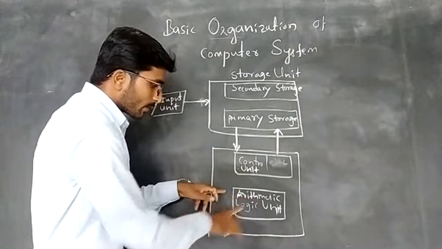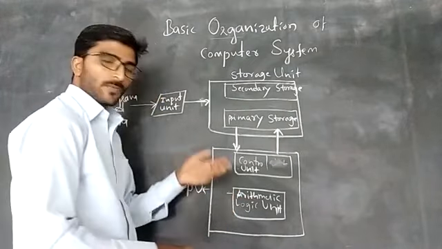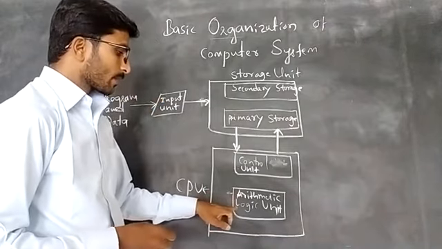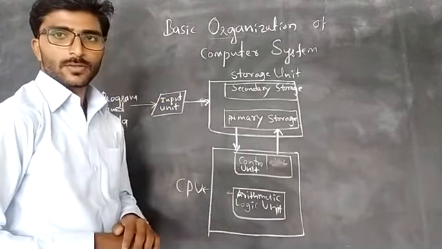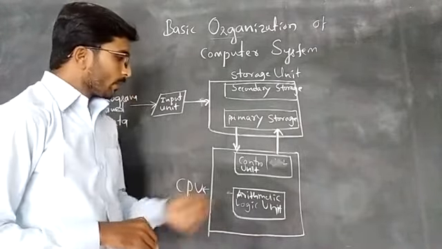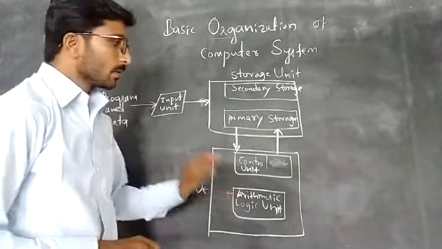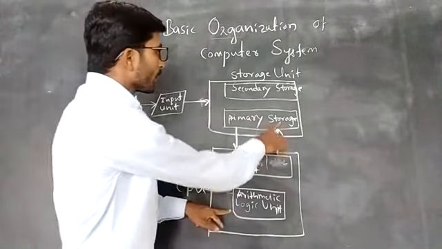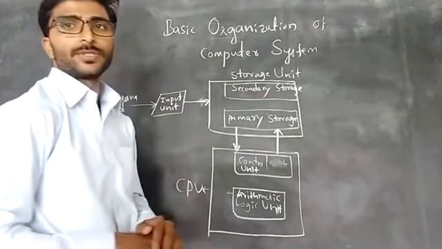Here the arithmetic logic unit can perform arithmetic operations as well as logical operations. Any processing is done by the arithmetic logic unit. And what about this control unit? I will tell you later. After processing, the data is sent back to the storage unit.